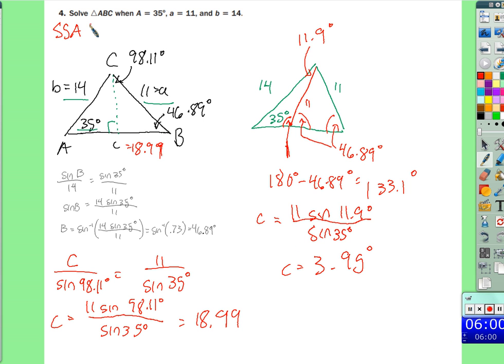Side-side angle, if the triangle is possible, the opposite side is the shorter side of the two that are given to you.